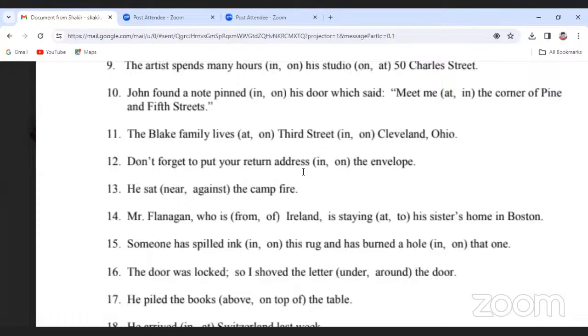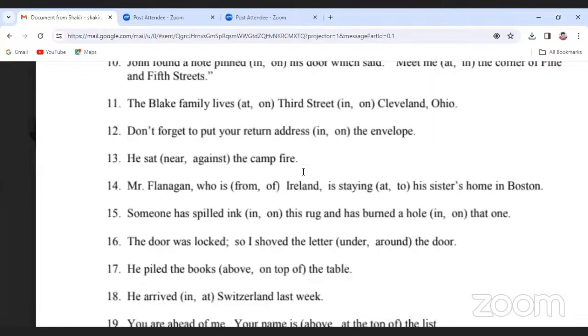Number 17. He piled the books dash the table. Above the table or on top of the table. On top of. Yes, on top of is the correct answer. Okay, we move to number 18.